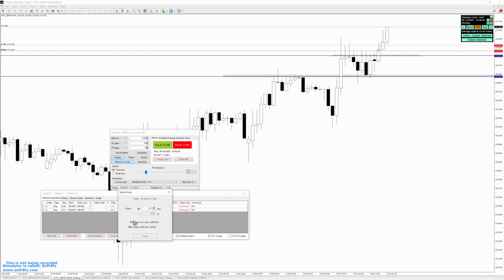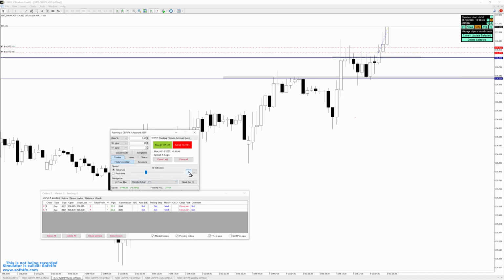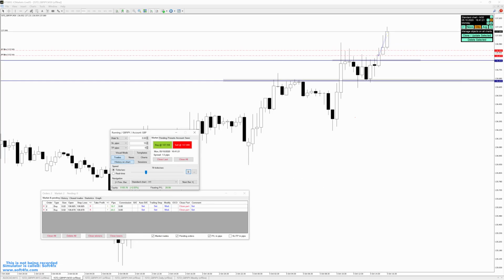So maybe we can close another partial right here. Close around 80%. And yeah, that's it. We're going to leave it running till London close, and then we're going to close all the trades. If we get stopped out, we get stopped out, but it is what it is.